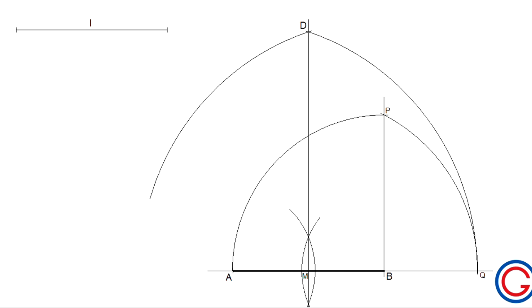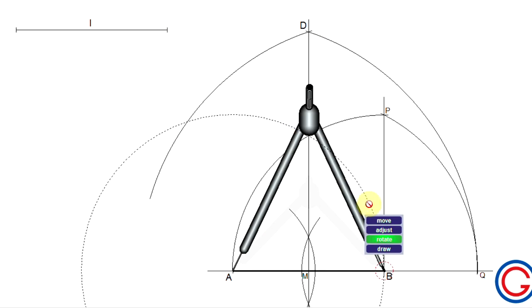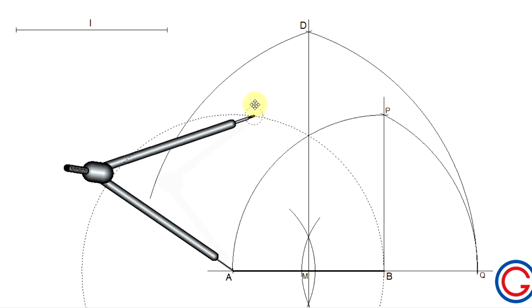Now we must locate the other vertices of the pentagon. To do this, we must scribe two arcs of length AB, which will intersect our previously drawn arcs.